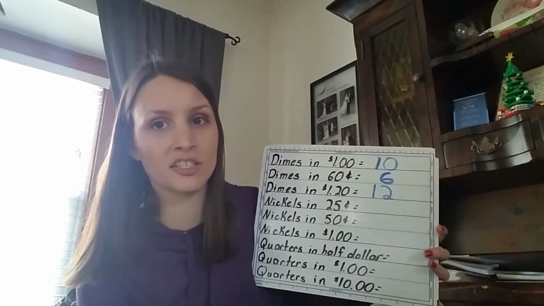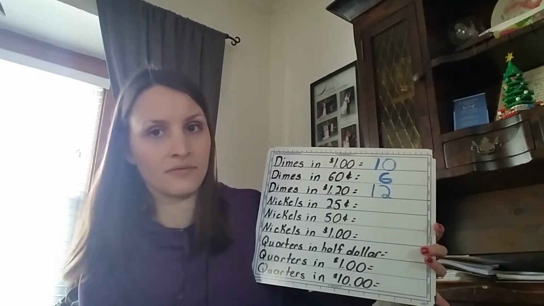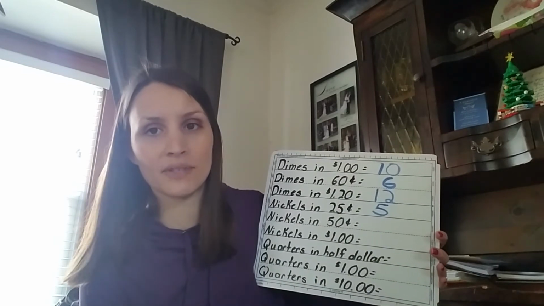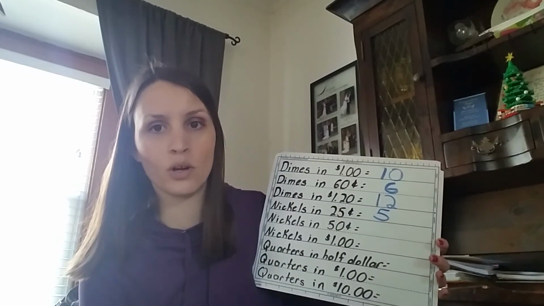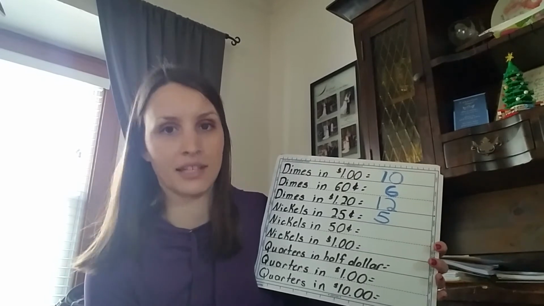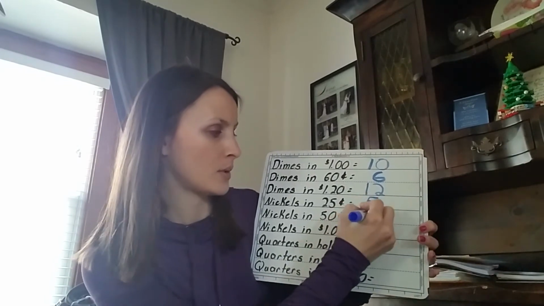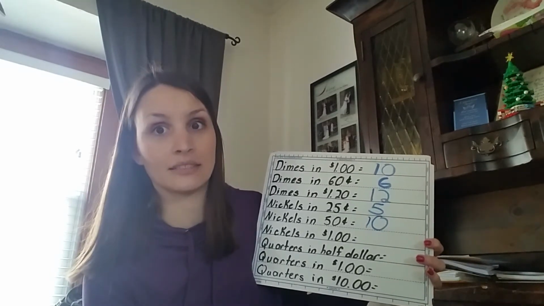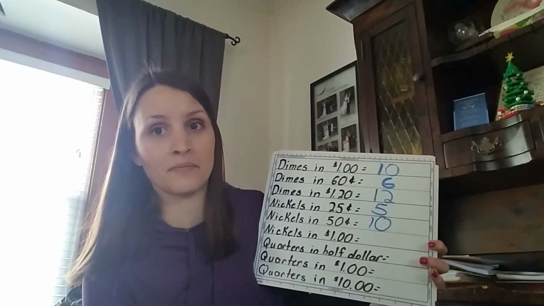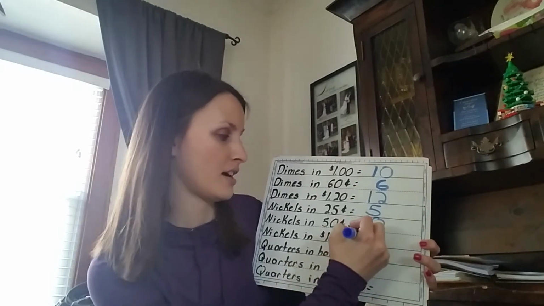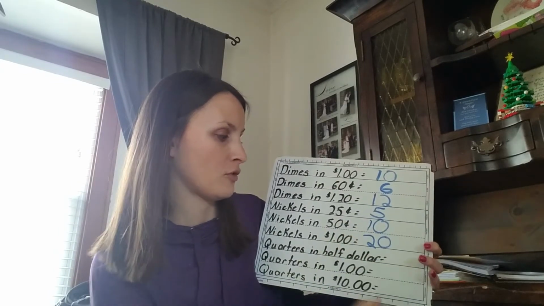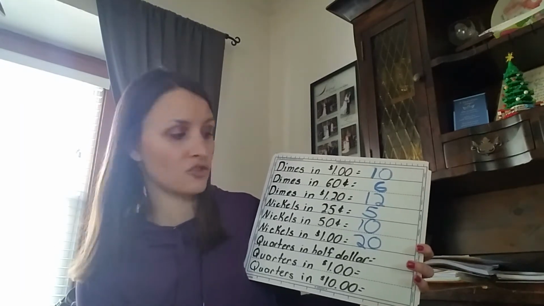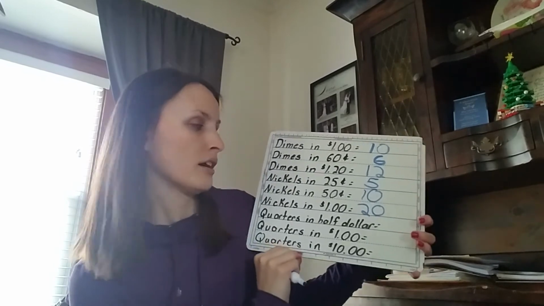How many nickels in 25 cents? 5. How many nickels in 50 cents? So we just doubled it. Instead of 1 quarter, now we have 2 quarters. Yeah, so if we double our 5, then we get 10. Okay, how many nickels in $1? It's a lot of nickels. 20, good job. So if we count by 5s, 10, 15, 20, 25, 30, 35, 40, all the way up to 100, that would take 20.